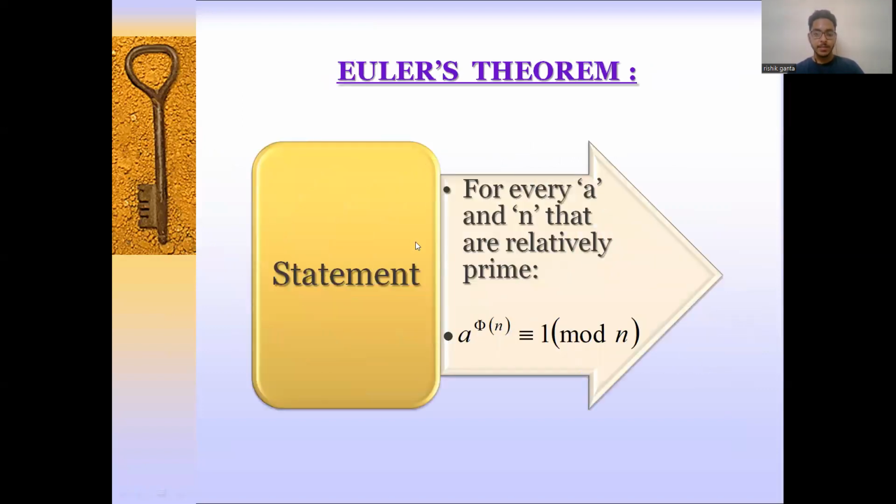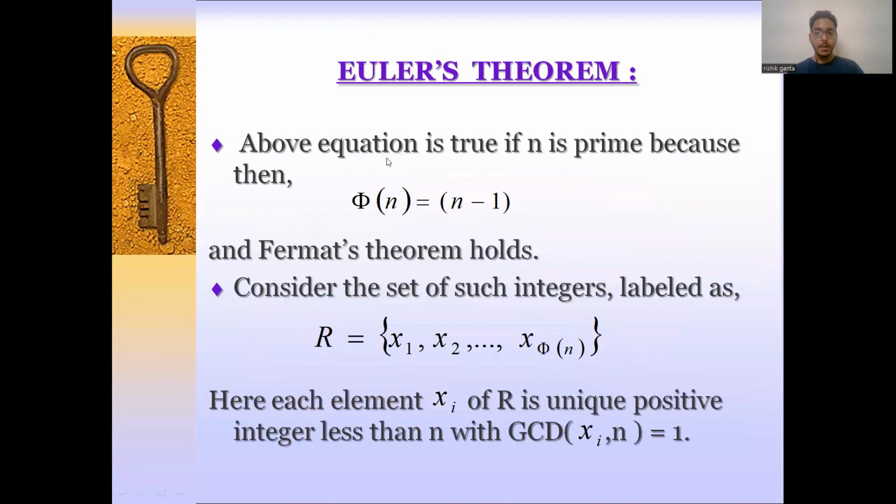Euler's theorem. Statement of Euler's theorem: for every a and n that are relatively prime, a to the power phi of n is congruent to 1 mod n. The above equation is true if n is prime, because phi of n is equal to n-1, which we have seen before, and Fermat's theorem also holds.